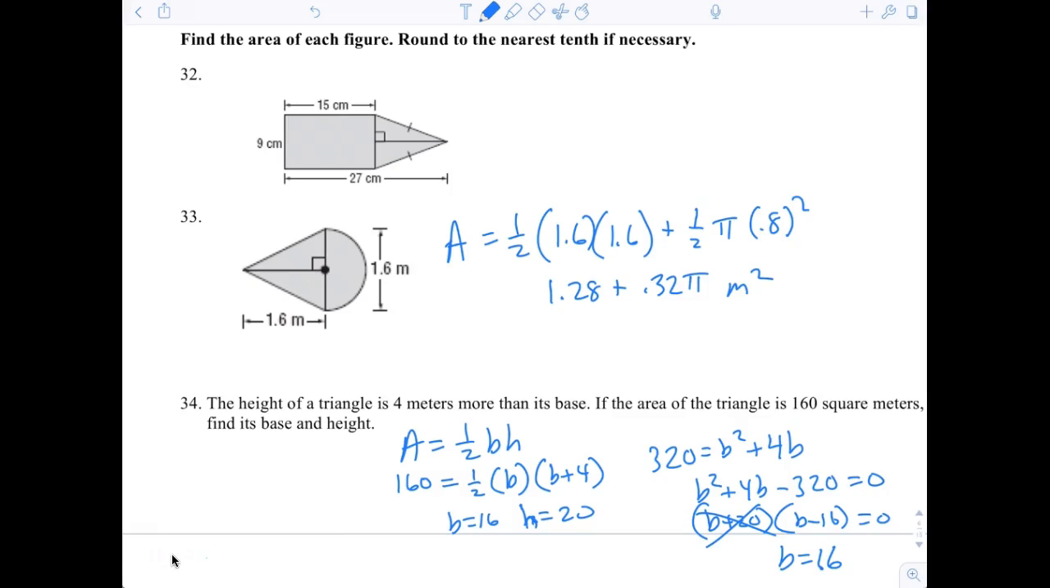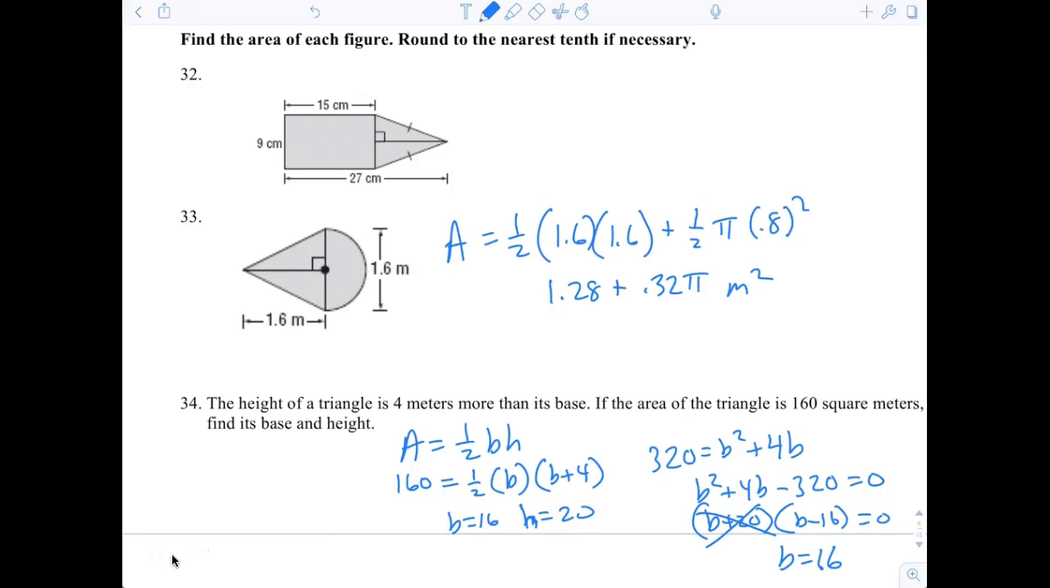Makes you look smart. What? Come on. 0.8 is the radius of the semicircle. Point what? And then take half of it. Right, take half because it's half the circle.